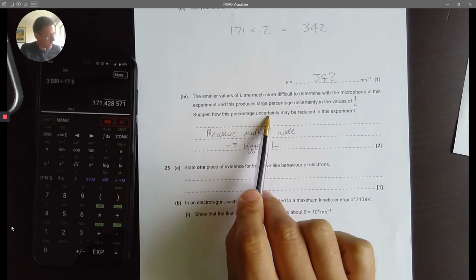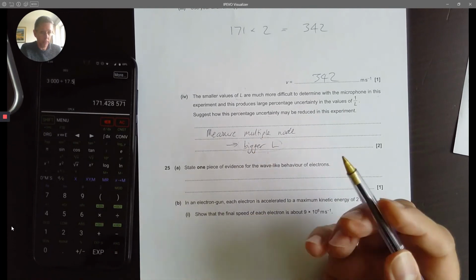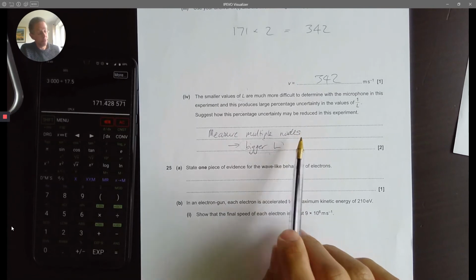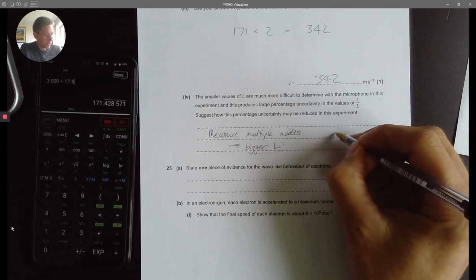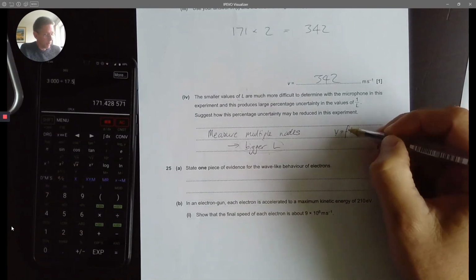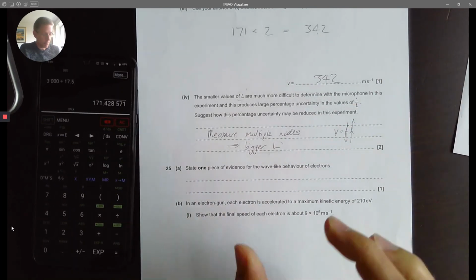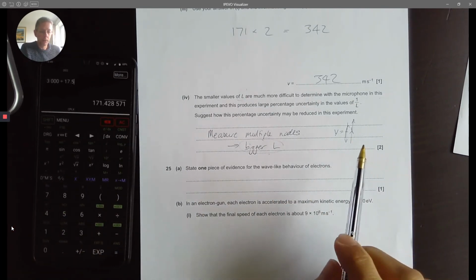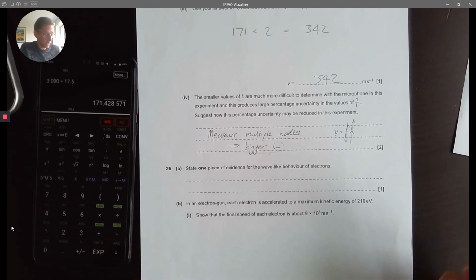It says suggest how it can be reduced, so we just need to be really crystal clear about what the effect is. If you didn't want to measure multiple nodes, you could reduce the frequency. So remember, v equals f lambda. So v is fixed, it's the speed of sound in air. If we make f go down, then lambda will go up. And remember, lambda is effectively what's defining L. So if we take the frequency down, the wavelength, and therefore L will go up. So that was an alternative answer.